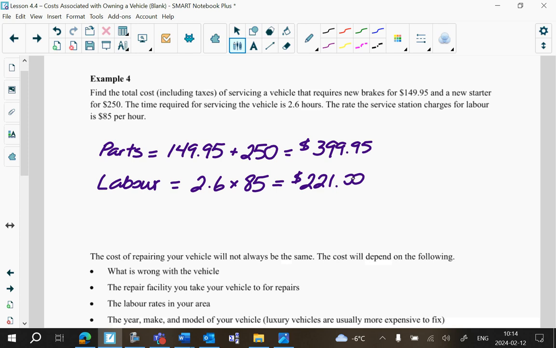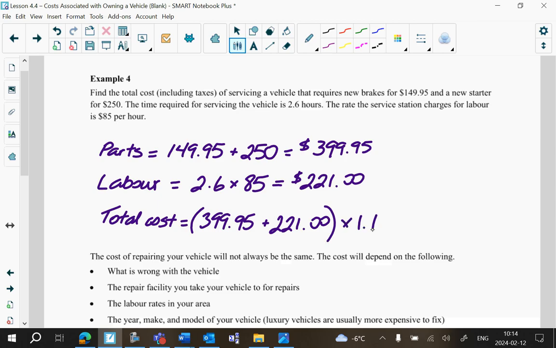The total cost, well, add your parts and labor. And when you get that answer, to include your taxes, remember we always multiply by 1.12 if we're including both PST and GST. And that's going to give us $695.46. That's how much your repairs are going to cost. Parts, labor, tax. Okay. But you can see labor's a big chunk of it.